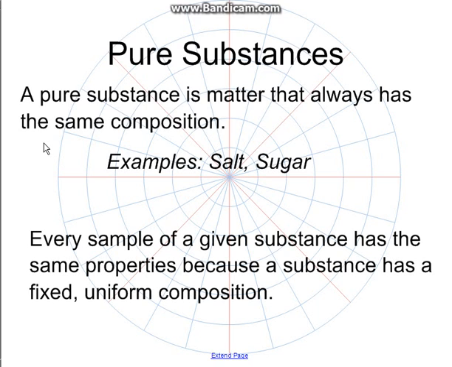Every sample of a given substance has the same properties because the substance has a fixed, uniform composition. So between that 1 grain of salt and the billion grains of salt, they're all exactly the same. They have a uniform makeup.